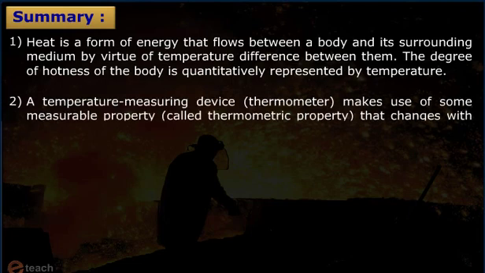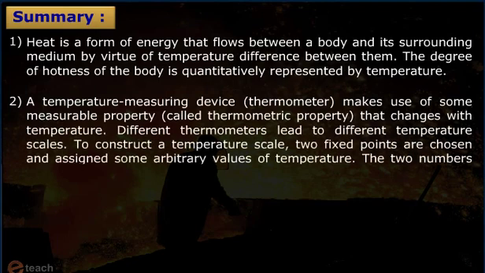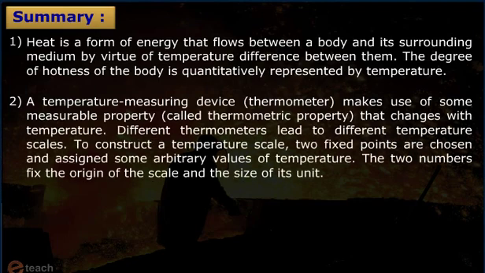Second, a temperature measuring device, thermometer, makes use of some measurable property called thermometric property that changes with temperature. Different thermometers led to different temperature scales. To construct a temperature scale, two fixed points are chosen and assigned some arbitrary values of temperature. The two numbers fix the origin of the scale and the size of its unit.